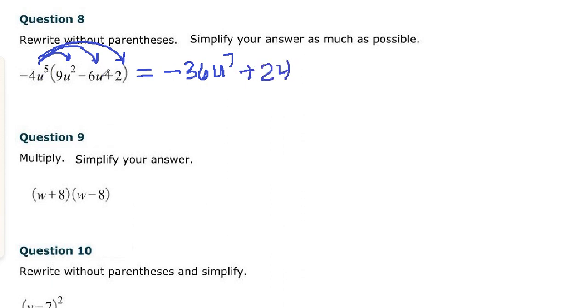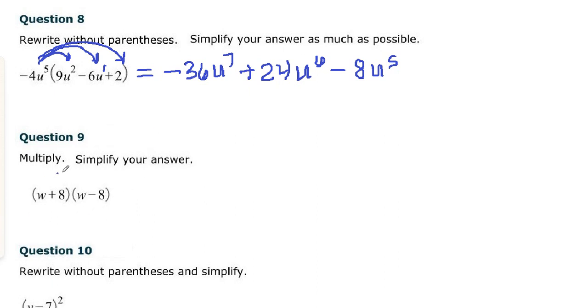U to the 5th times u, so that's u to the 1st. So 5 plus 1 is u to the 6th. And then negative 4u to the 5th times positive 2, negative 4 times 2, negative 8. And then u to the 5th power. Okay, and that is simplified as much as possible. There's no like terms to combine there.